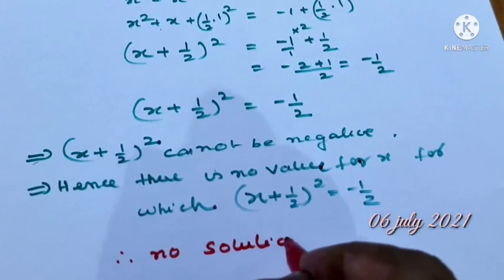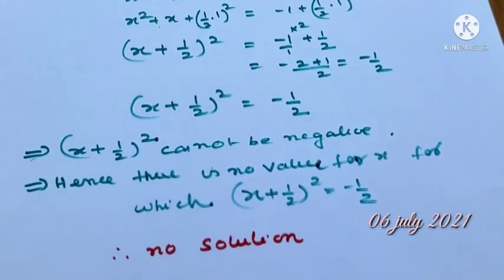So one more method you have learned today for finding the solution of a quadratic equation. Sometimes we are getting the value, sometimes we are not getting the value. So don't worry, according to the steps you make the conclusions.